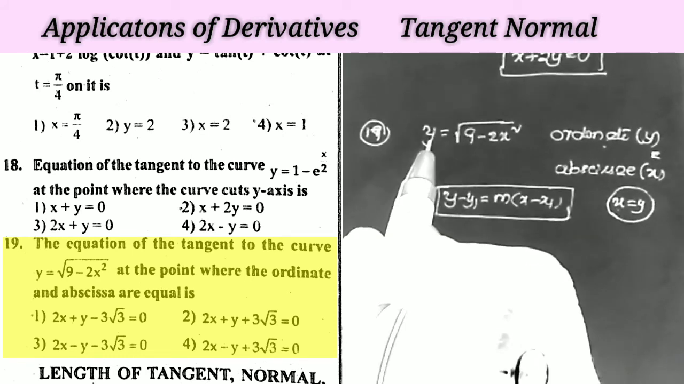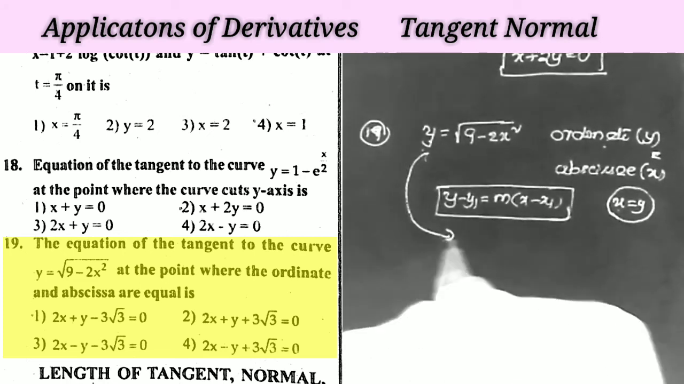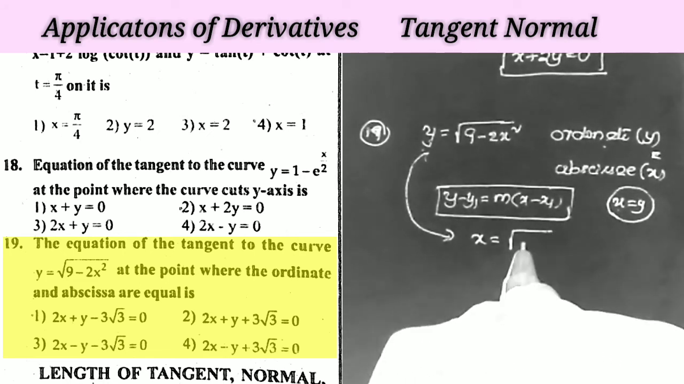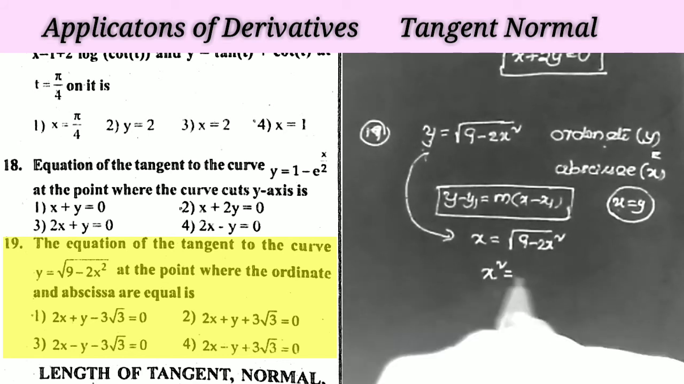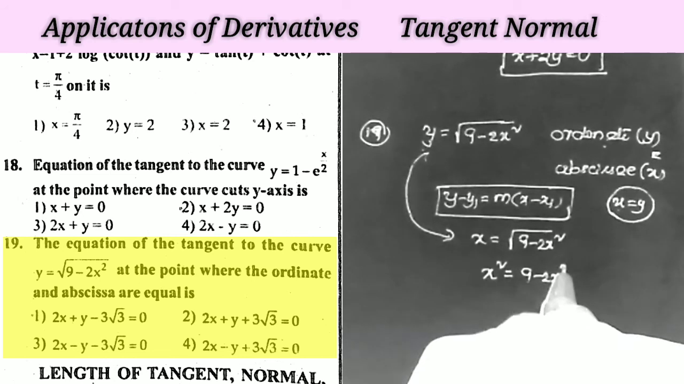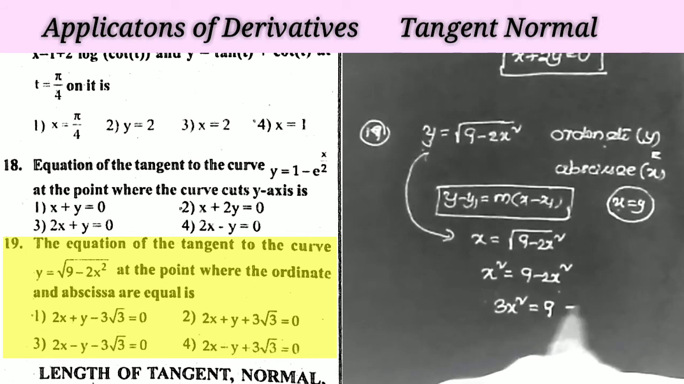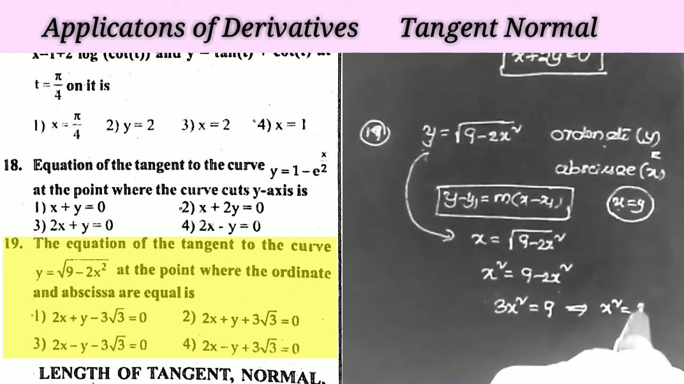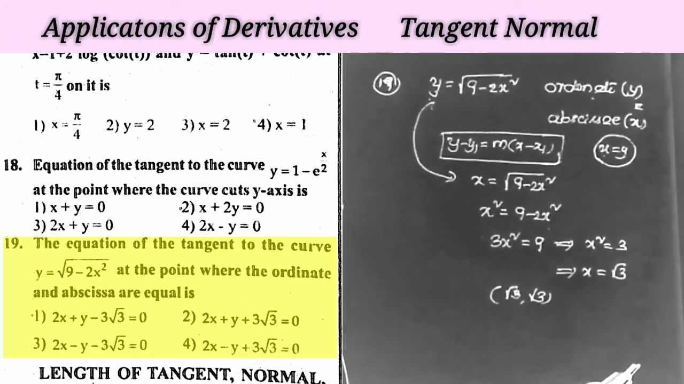Okay, replacing x here. x is equal to y means in place of y, I take x. That is, x is equal to square root of 9 minus 2x square. Now squaring on both sides, then we get x square is equal to 9 minus 2x square. x square plus 2x square, 3x square is equal to 9. Then x square is equal to 3. Then x is equal to root 3. Then what is the point? x comma y is equal to root 3 comma root 3, since the two values are equal. That is, the point is equal to root 3 comma root 3.